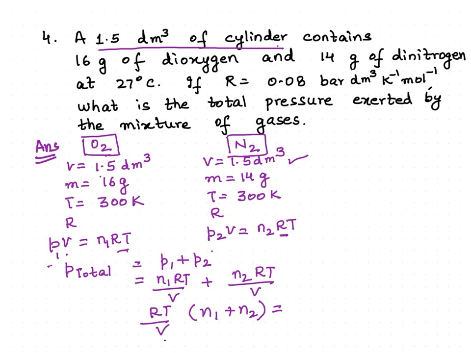You've got all values over here. R is also given to you. Temperature 300 Kelvin. Volume is 1.5. Number of moles, how do you determine number of moles? Mass divided by the molar mass, that is 32. Mass of nitrogen divided by the molar mass of nitrogen, that is 28.